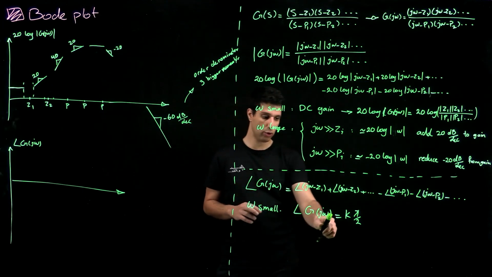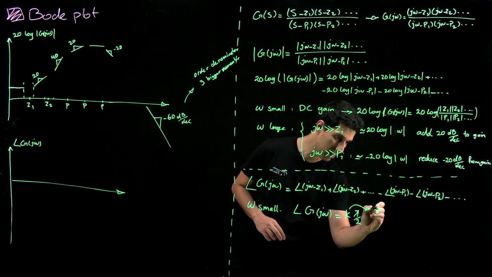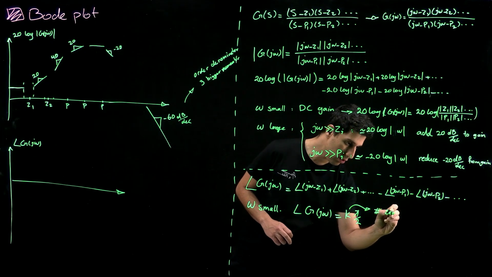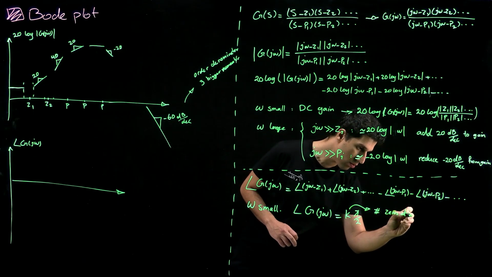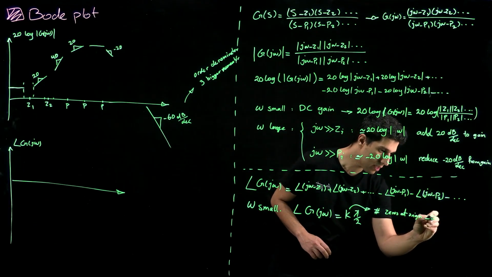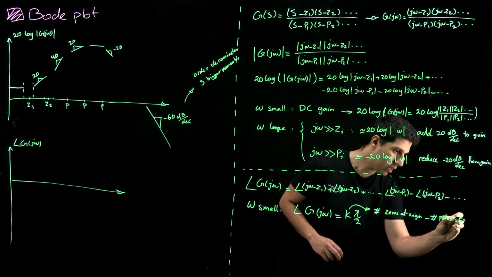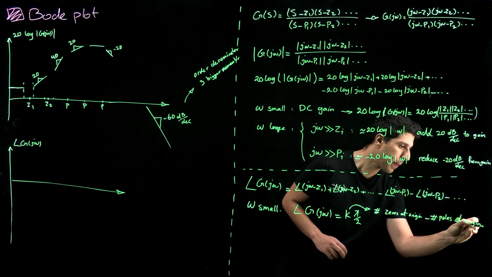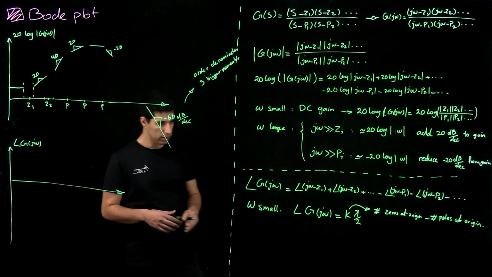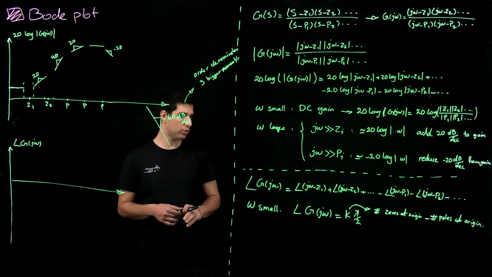So at omega small values, you have k, which is in this case number of zeros at origin minus number of poles at origin. So that could be a little, it takes a bit of time, so feel free to think about it.